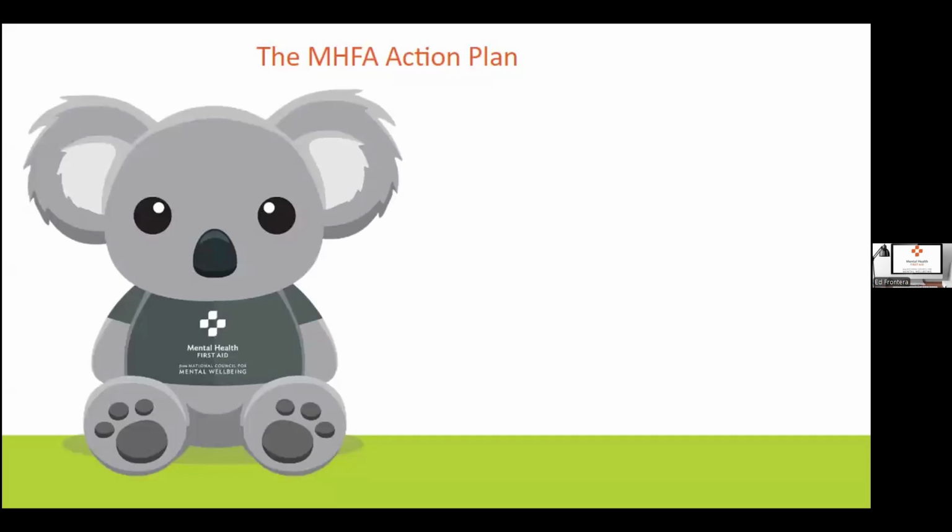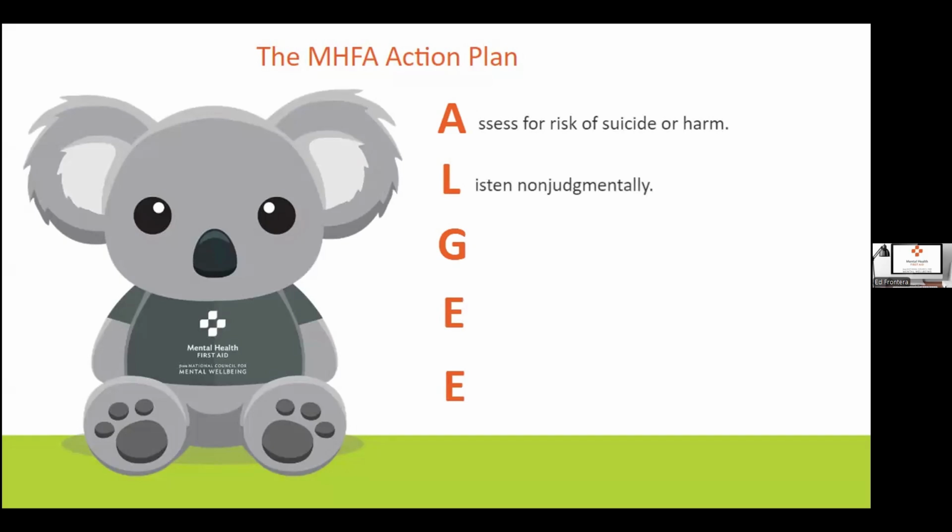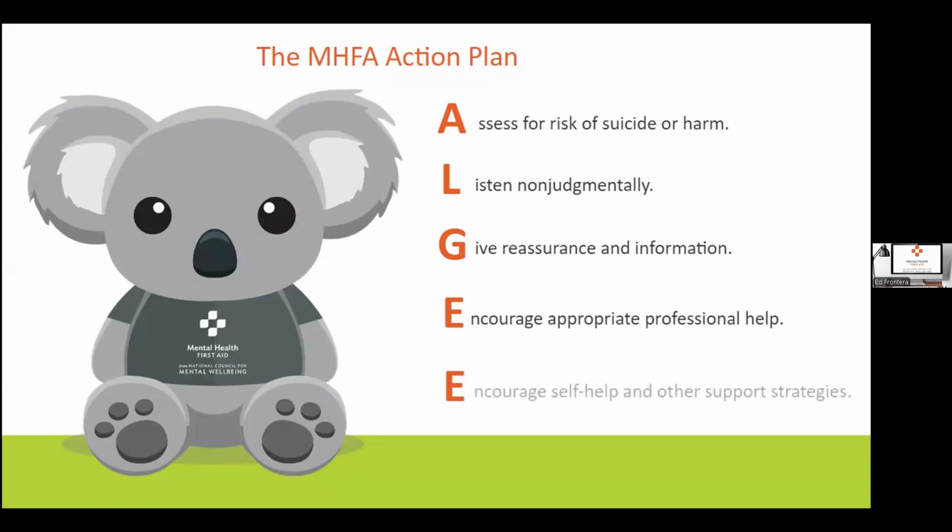A useful mnemonic or memory device to help us remember the action plan is ALGEE. The action plan is non-linear, which means a first aider can use any or all actions that fit the situation while they're supporting a young person. A: Assess for risk of suicide or harm. L: Listen non-judgmentally. G: Give reassurance and information. E: Encourage appropriate professional help. E: Encourage self-help and other support strategies.